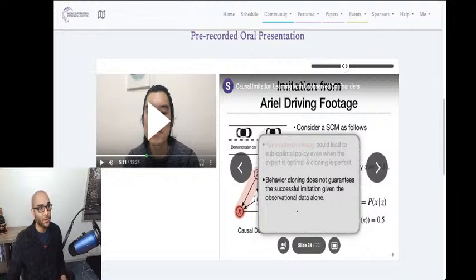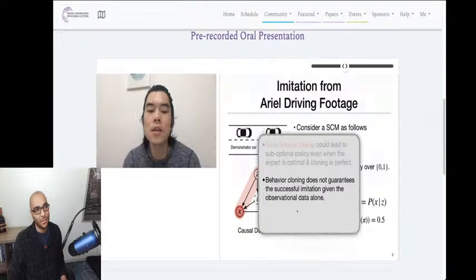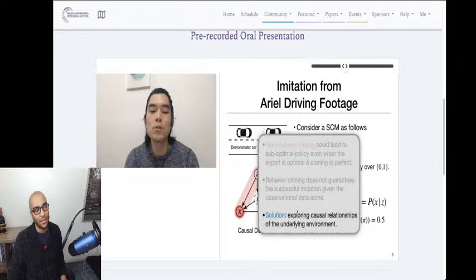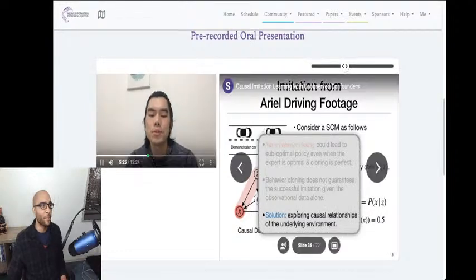We see that they've made the case for why you need to take a causal approach to this imitation learning problem. This means that behavior cloning does not guarantee successful imitation given the observational distribution alone. To circumvent such issues, our solution is to explore causal relationships of the underlying environment.